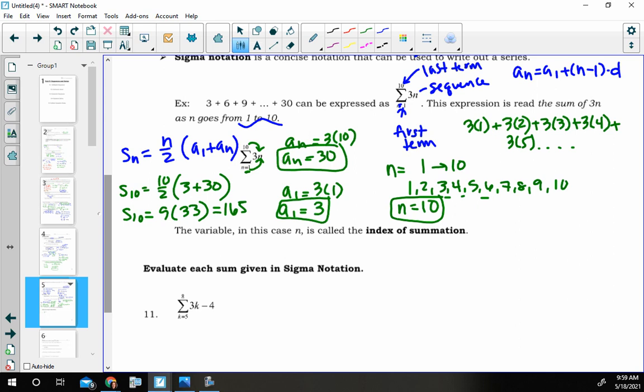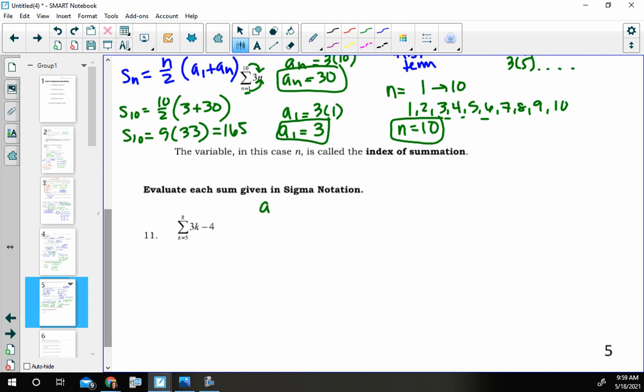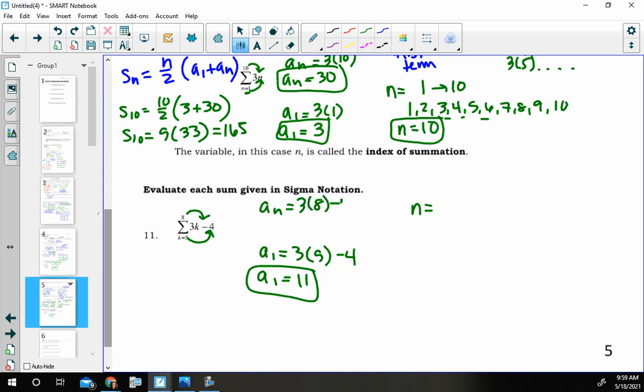My next one here, I need to find my first term, my last term, and n. I plug this in to find my first term, so I'm plugging 5 in. That's going to get me 15 minus 4, so 11. I plug this in to find my last term, so 3 times 8 minus 4. 24 minus 4 is 20.